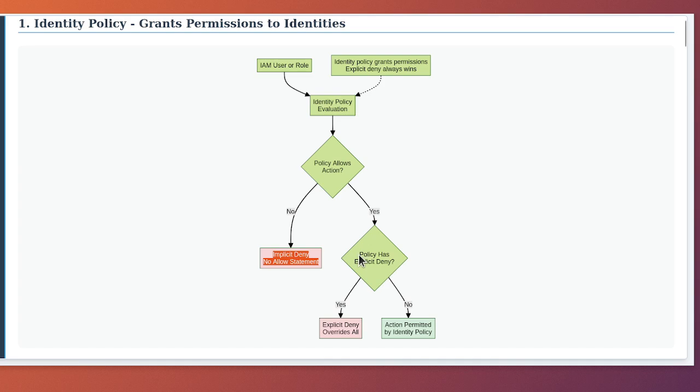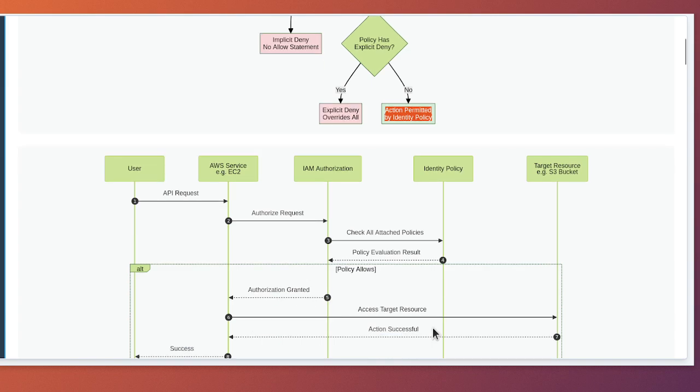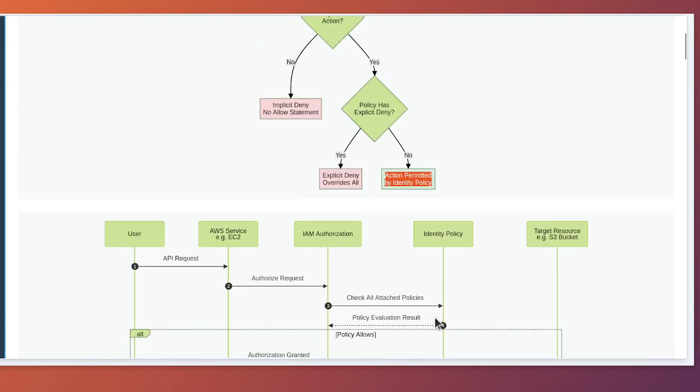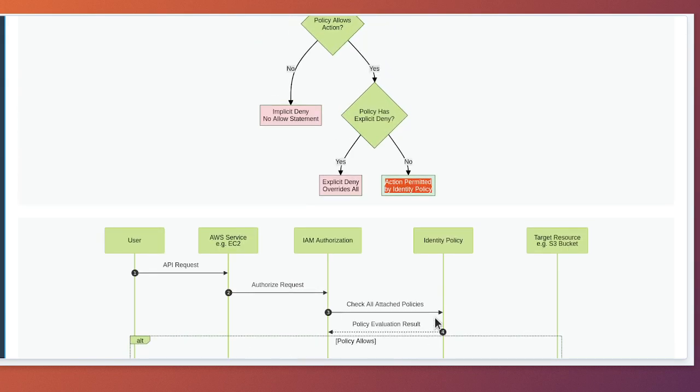If a policy does allow the action, the check returns yes and flows to another decision diamond labeled policy has explicit deny. AWS checks for explicit deny statements because denies always override allows. If there is an explicit deny for this action, the check returns yes and flows to a red denied node labeled explicit deny overrides all. If there is no explicit deny and the check returns no, the flow proceeds to a green allowed node labeled action permitted by identity policy. The note at the bottom emphasizes that identity policies grant permissions and explicit denies always win.